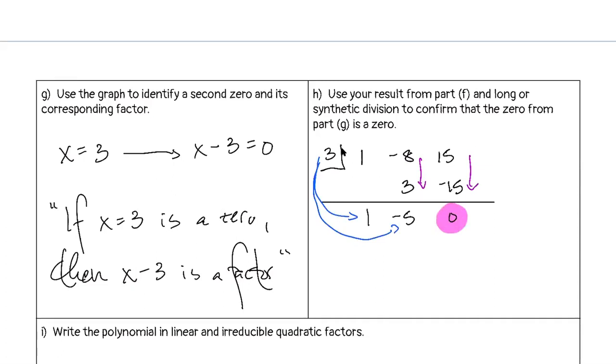All right. So we know that when we get 0 at the end, that is a really important step, because that means that it is a factor, okay? But check out what we've done. We found that x minus 3 is a factor, but what does this tell us about the other factor?